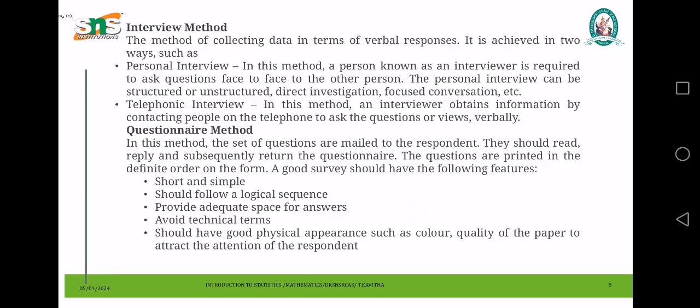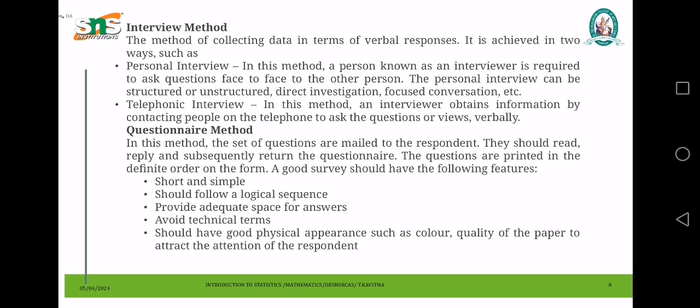Interview method. The method of collecting data in terms of verbal responses. It is achieved in two ways, such as personal interview and telephonic interview. Personal interview. In this method, the person known as an interviewer is required to ask questions face to face to another person. The personal interview can be structured or unstructured, direct investigation, focused conversation, etc. Telephonic interview. In this method, an interviewer obtains information by contacting people on the telephone to ask the questions or views verbally.